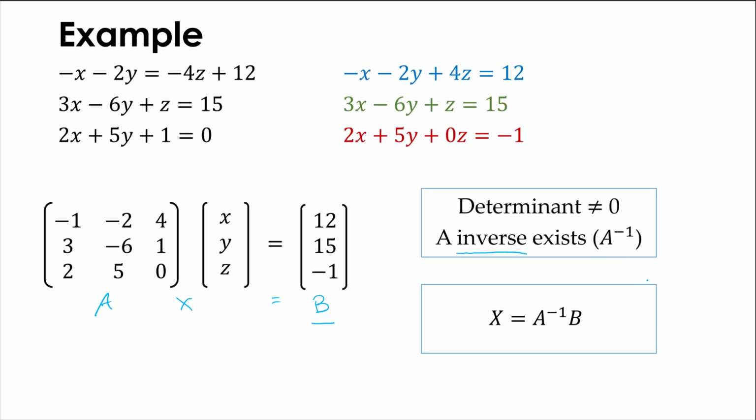So what we're going to do is input this into our calculator. We're going to find our determinant and see if it has an inverse, and if it does, then we're going to multiply that by B, and we should have our solutions for our variables.